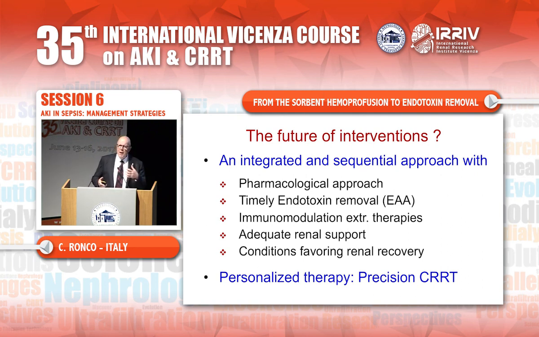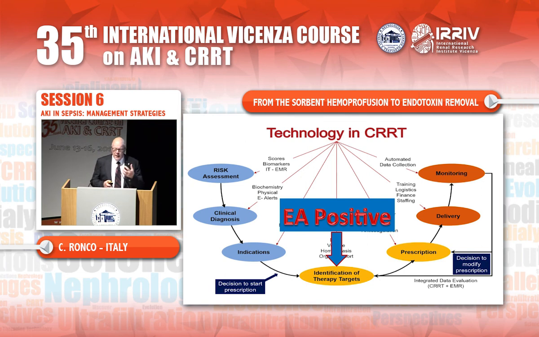So absorption may follow this treatment, absorption of mediators or removal of mediators with CPFA and hemoperfusion. Adequate renal support, conditions favoring renal recovery, avoiding this endothelial to mesenchymal transition that yesterday Castellano presented very clearly. And finally, personalized therapy, precision CRRT. What is precision CRRT? What ADQI has advocated. So technology in CRRT may help in different moments of the history of the patient. But if you have an endotoxin assay positive, you identify the therapy target, and you prescribe the right target.